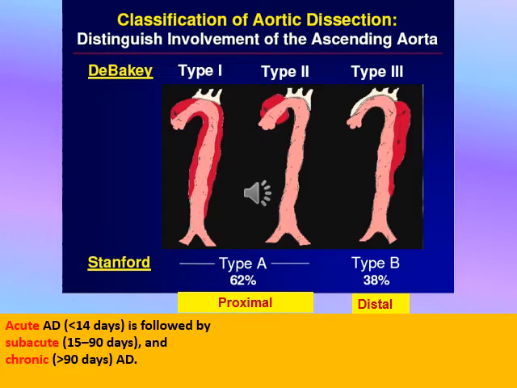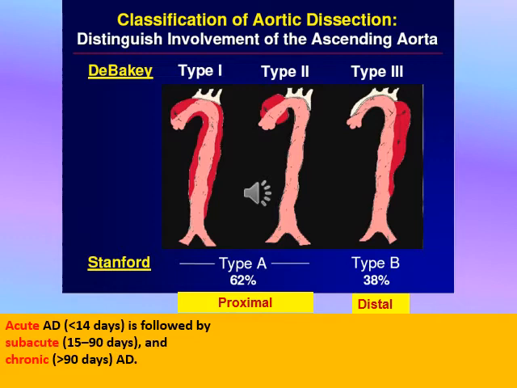Obviously these classifications exist so that the surgeon can benefit from them, and on MR or CT, they help us understand what's happening with the extent of the dissection through the DeBakey classification. A simpler one is the Stanford classification. Stanford says they are either proximal or distal dissections. So Stanford type A is any dissection that is proximal, not affecting the descending aorta, while type B only affects the distal aorta. Type A includes types 1 and 2 of the DeBakey classification, while Stanford type B is type 3 DeBakey.